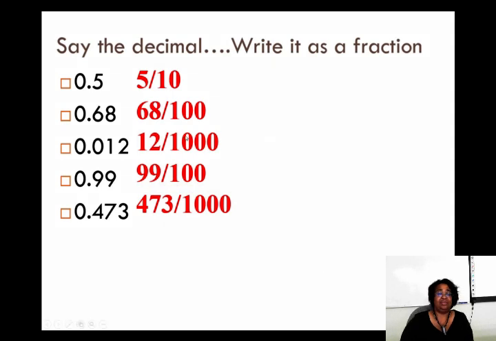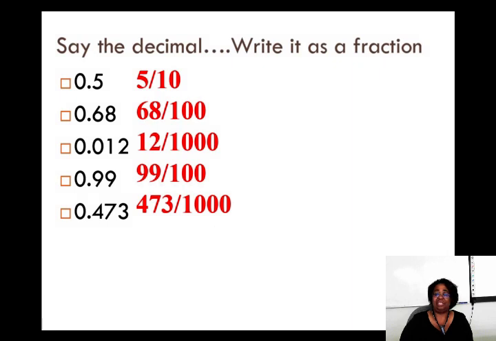You said that this was 5/10ths, so write it as 5/10 initially. In fractions, we know we need to reduce, but initially just write what you say. For 68 hundredths, we just wrote 68/100. For 12 thousandths, just write 12/1000. For 99 hundredths, just write 99/100. And for 473 thousandths, we'll just put 473 and then 1,000.